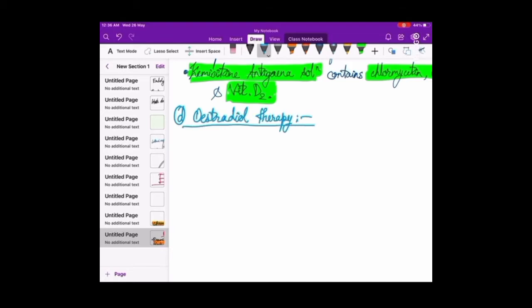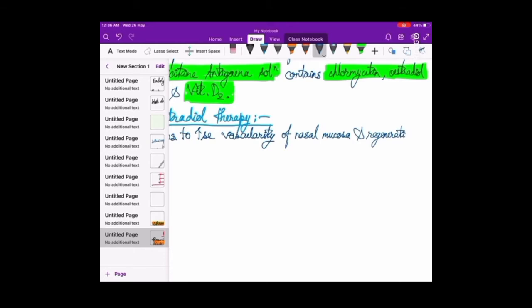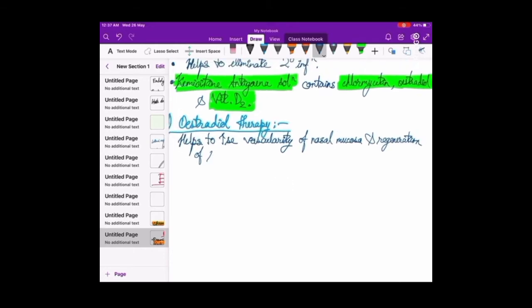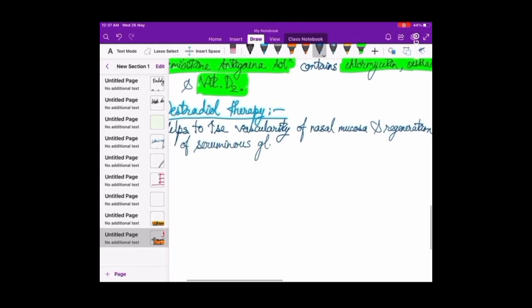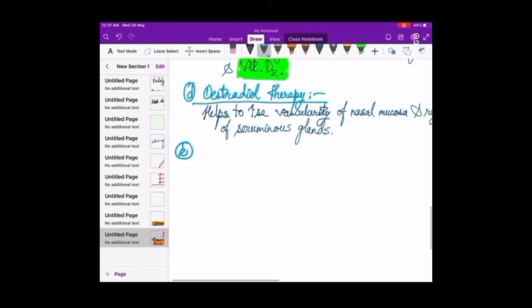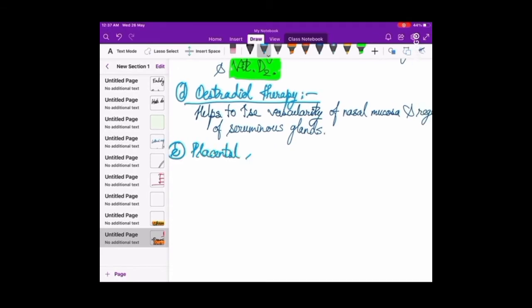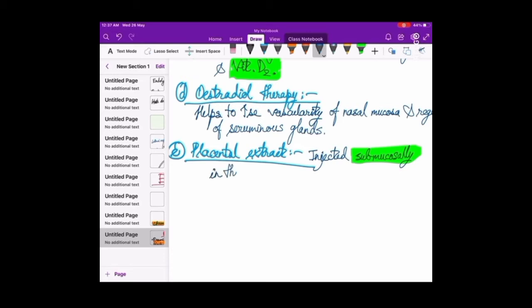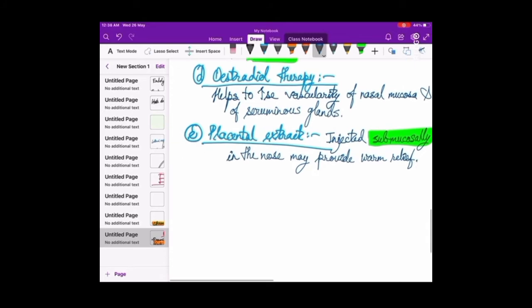Estradiol therapy helps to increase vascularity of the nasal mucosa and regeneration of seromucinous glands. Placental extract will be injected submucosally in the nose, and may provide relief.